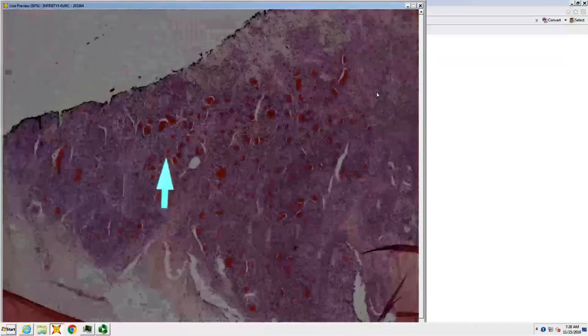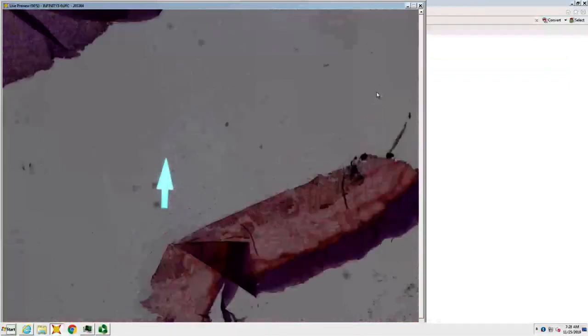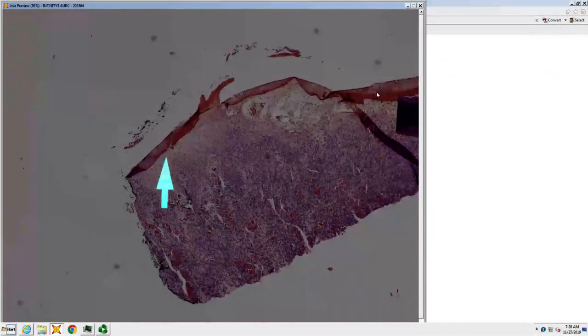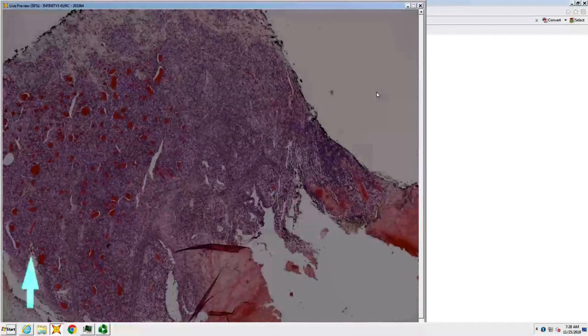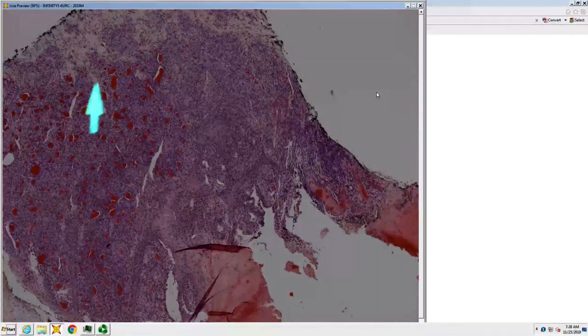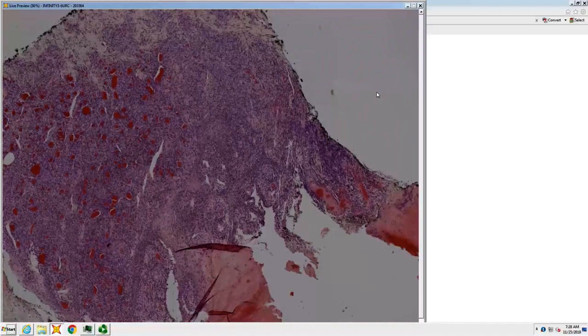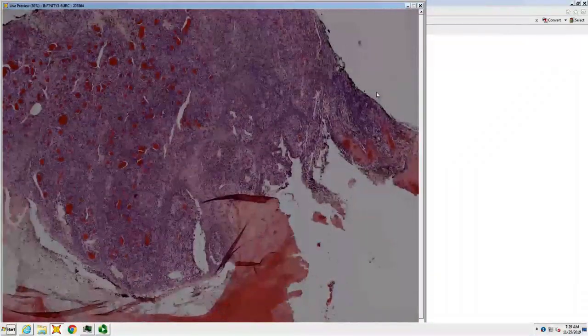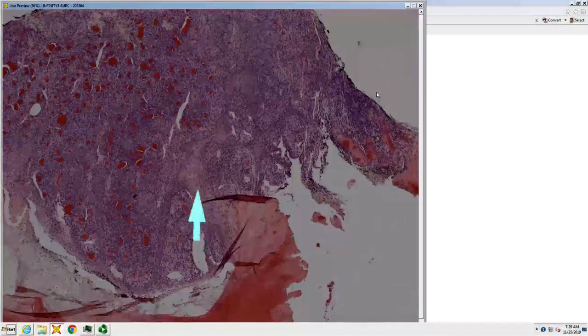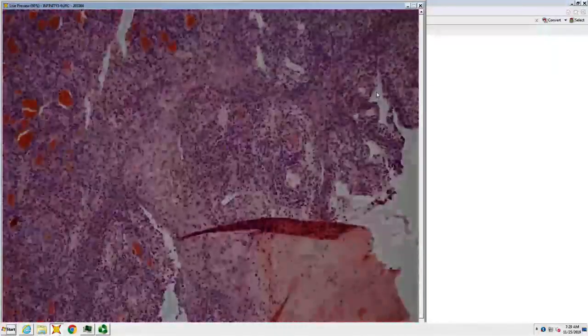Alright, lots of inflammation. What's all of this stuff? Blood. Yeah, here the granulation tissue, all those vessels, edema, inflammation. So we got granulation tissue, we have elongation of the rete. Let's see if we got anything else that might help us.